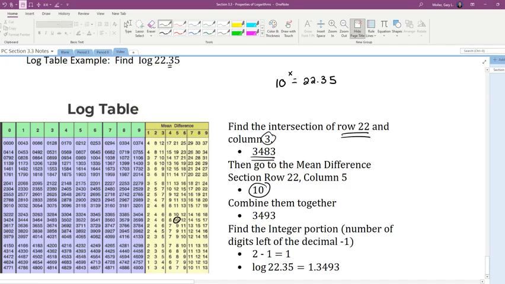Then we find the integer portion, which we already know is going to be 1 because, like we said, it's between 1 and 2. The way you do that is you find the number of digits of your number, and you take away 1. So since we have 2 digits in 22, we take away 1 and get 1. And so then we add 1 to .3493, and we get 1.3493.